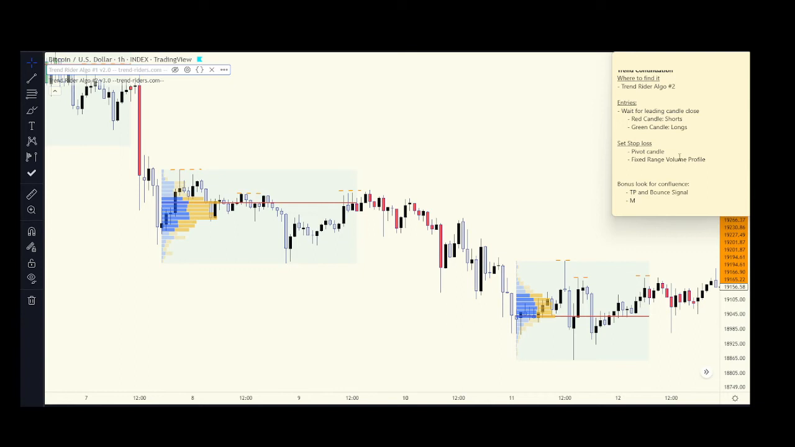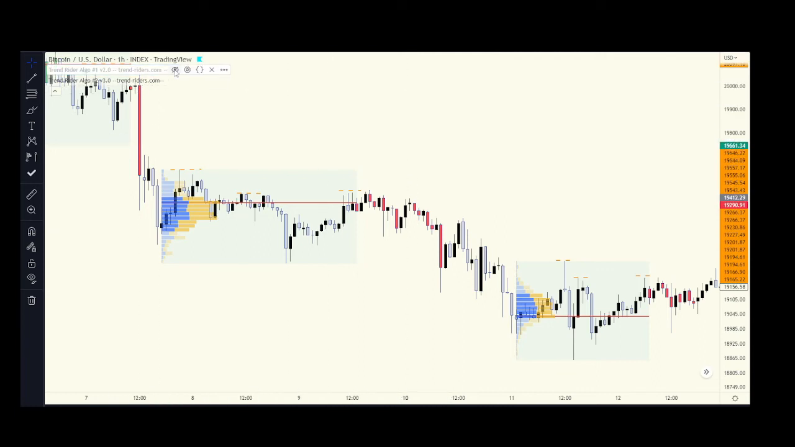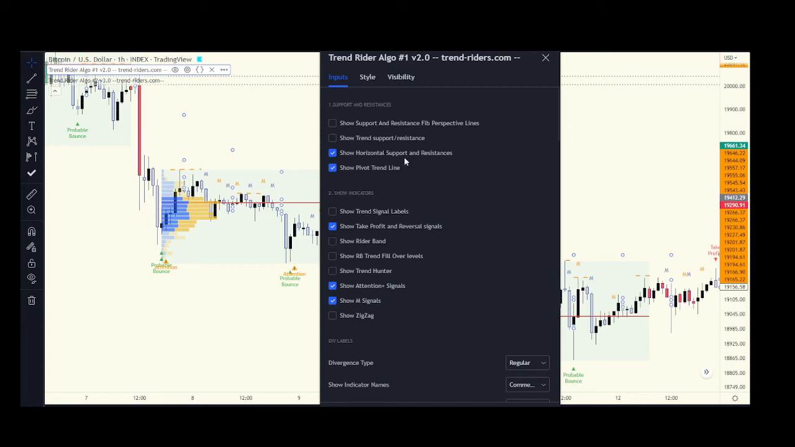So another important point, or bonus, is how to increase our winning ratio. The key thing here is how we use confluence from our other indicators to help us decide if we want to take the trade or not. In this case, we're going to use our Trend Rider Algo number 1. We go to settings and we're going to use the horizontal support, the pivot trend line, the take profit and reversal signs, attention signals, and the M signals.